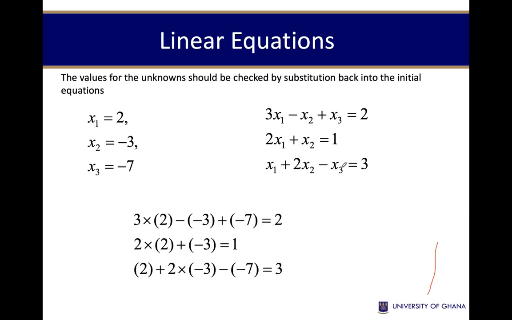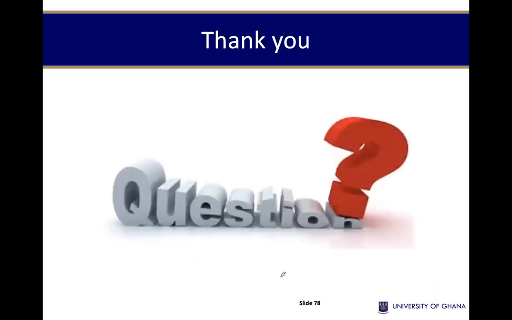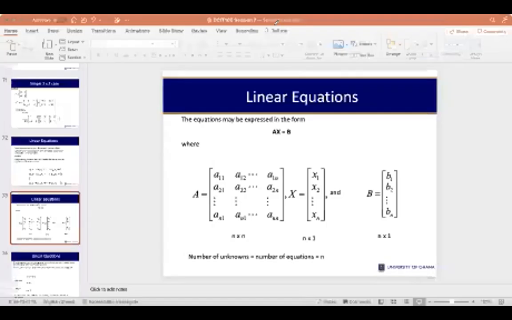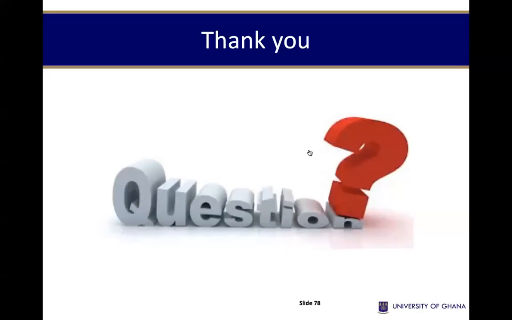Now, the values for the unknowns should be checked by substituting back into the initial equation. Once we have it, obviously we are expected to get x1, x2, x3, and then we can slot it back into the equation, and that gives us the actual constants b1, b2, b3. So that's what we got to the last time. I asked you to get your calculators, then we take it up from there. Okay, so any question before?